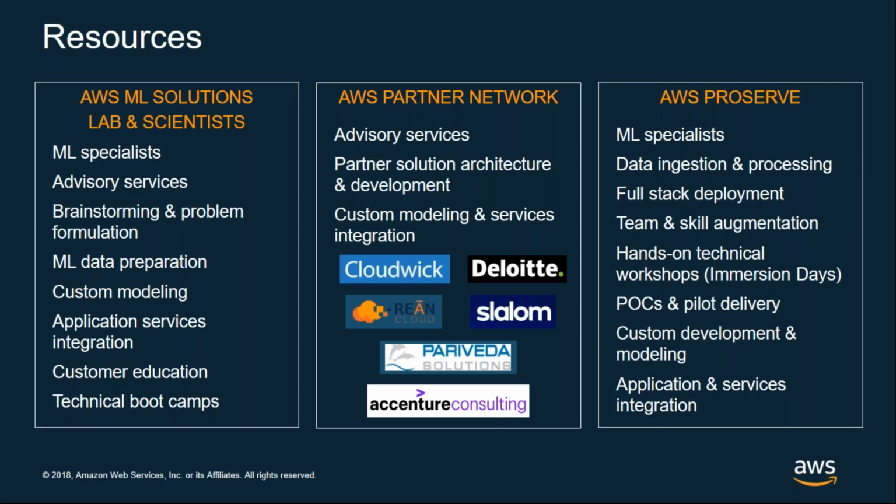Of course, we also have the AWS Partner Network, where we have many partners such as Cloudwick, Deloitte, ReamCloud, Slalom, Paravita, and Accenture, who are essentially experts in this machine learning space. They can also come in on an advisory and consultative basis to help identify some of these use cases and get the first ones up and going.